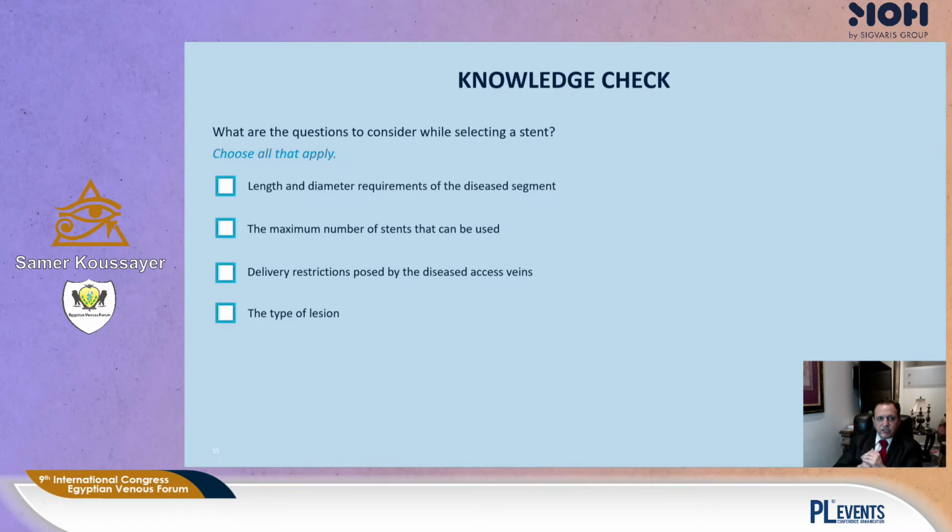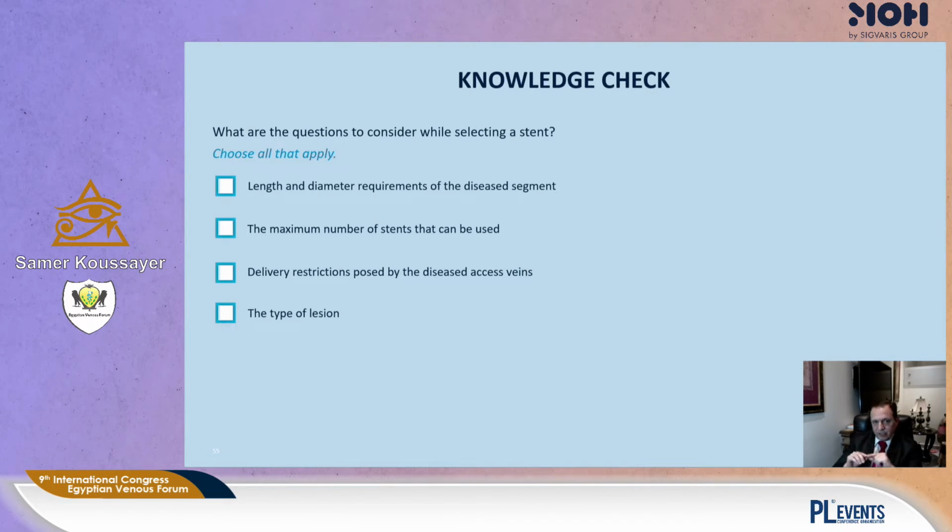So let's go to the question. What are the factors considered when you're selecting the stenting? The length and the diameter required for the disease segment. This is correct. The maximum number of stents that can be used? No, I need the minimum number. I don't want the maximum number, because I need to minimize the number of stents I need.